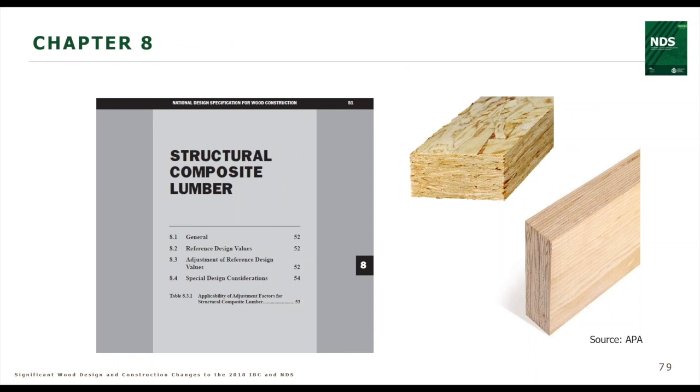Chapter 8 is our structural composite lumber chapter. When we say structural composite lumber, or SCL, that includes things like laminated veneer lumber, laminated strand lumber, oriented strand lumber, and parallel strand lumber. And for those of you who may have missed it, LSL, or laminated strand lumber, and OSL were added to this chapter in 2015.